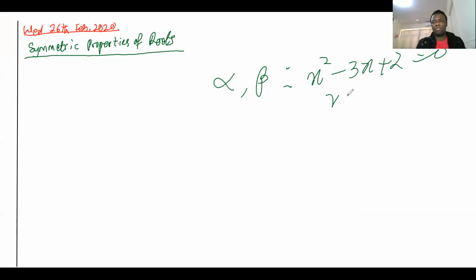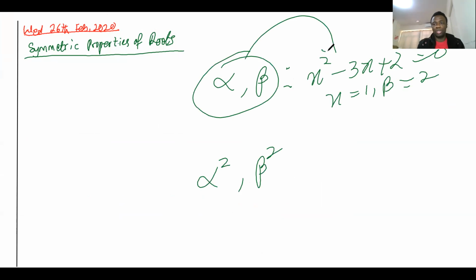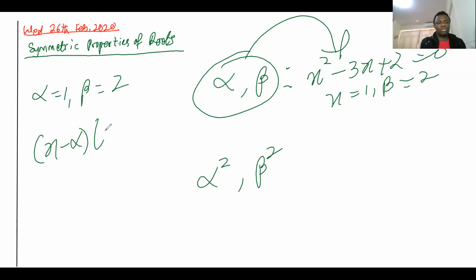If we work it out, alpha is 1 and beta is 2, or it could be alpha is 2, beta is 1. On Friday, we'll be interested in finding the equation whose roots are alpha squared and beta squared. Now, if alpha and beta are the roots of this equation, so instead of giving you, like last time, an equation with given roots, if alpha is 1 and beta is 2, remember you will say x minus alpha, x minus beta, right? To find the equation.